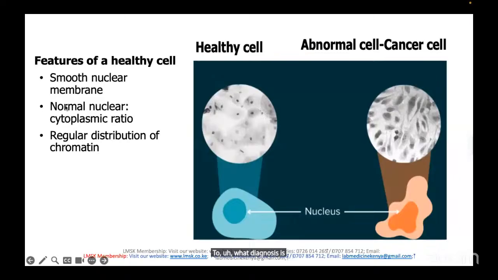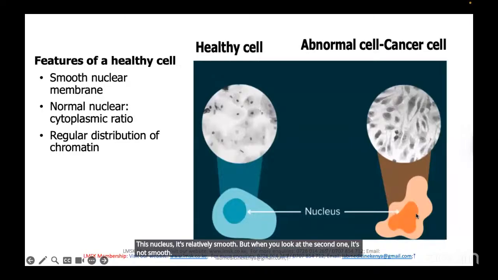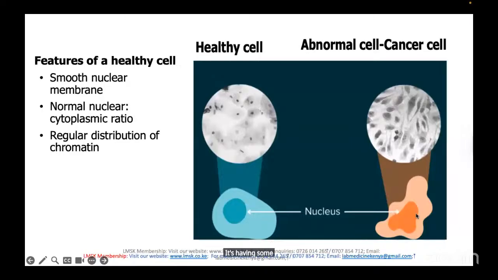So I've just mentioned a few. For example, in a healthy cell, if we can look at this nucleus, it's relatively smooth, but when you look at the second one, it's not smooth. It's having some angulation thereabout. So the cell membrane is not smooth.